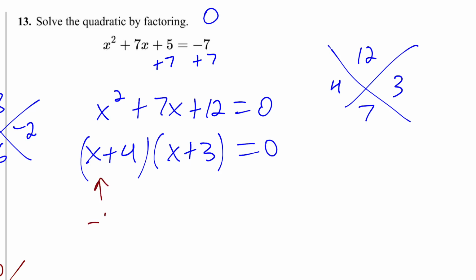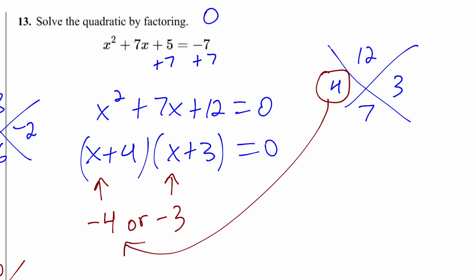If I plug in a negative 4 here, that will give me 0. If I plug in a negative 3 here, that will give me 0. Those are my two possible answers. Notice if this was 4, the answer down here is going to be the opposite, negative 4. And if this was a positive 3, the answer is going to be the opposite, a negative 3.